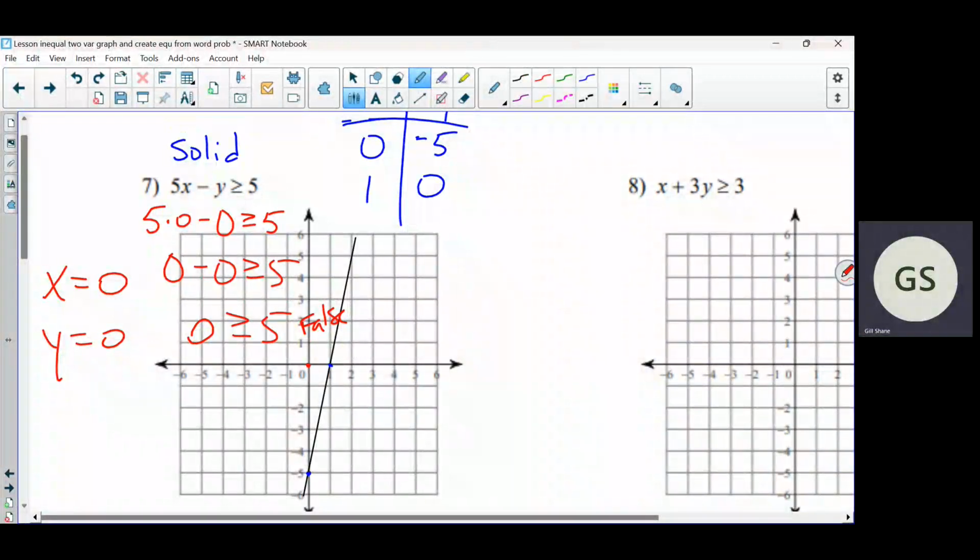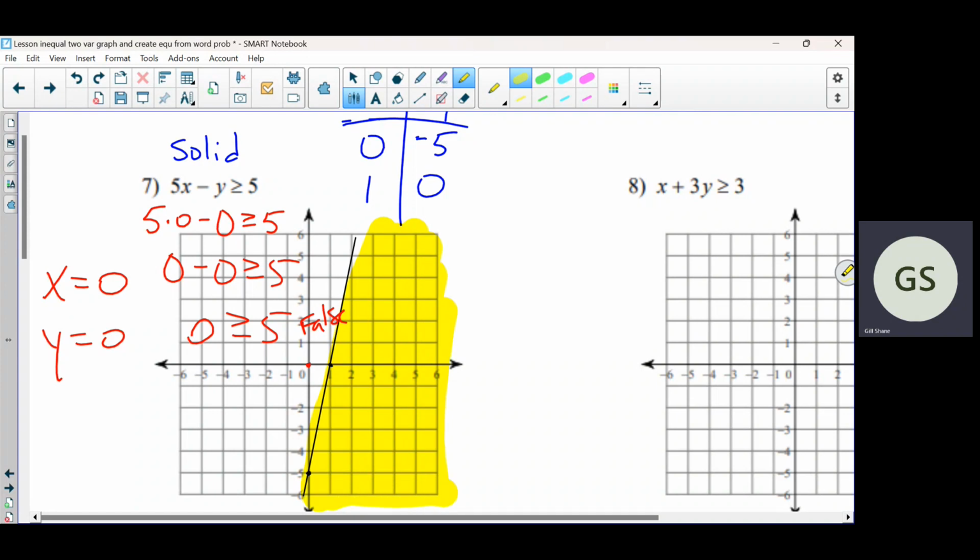So if it is a false statement, that means this does not work. 0, 0 is not a solution. If it's not a solution, we can't shade that side. The side that isn't solutions is the unshaded side. We said all the solutions are in the shaded side. Well, that means this has to be the solution side. It's all or nothing. You can't have some solutions on one side and some on the other side. So I would come up and I would shade this side. So all of these should work.